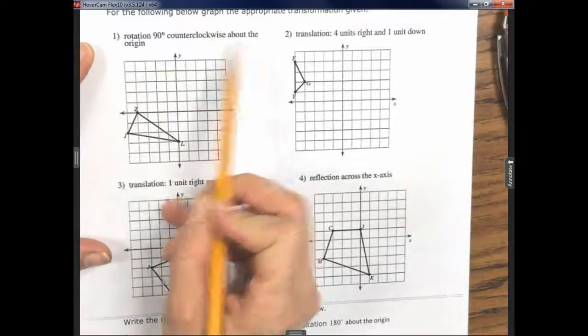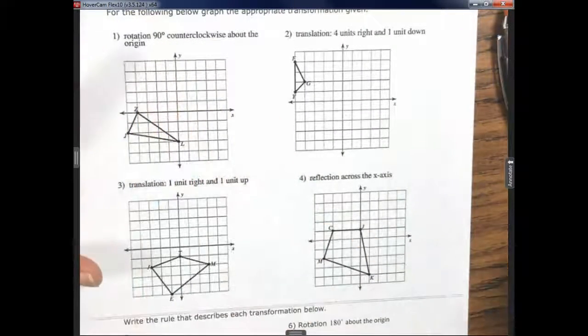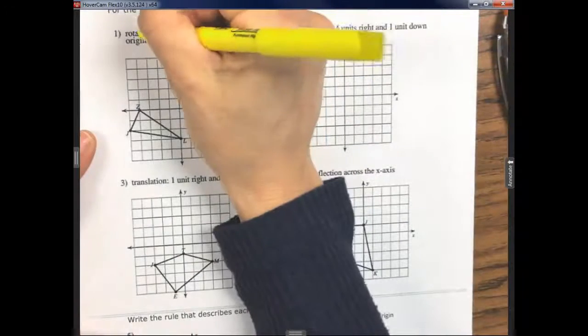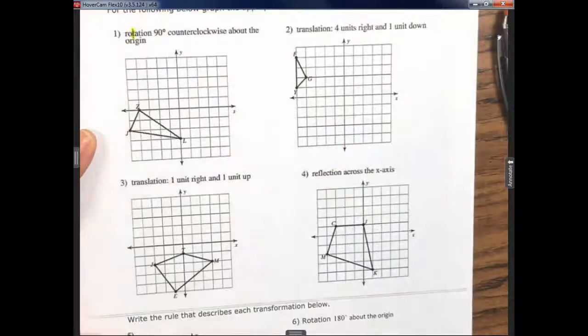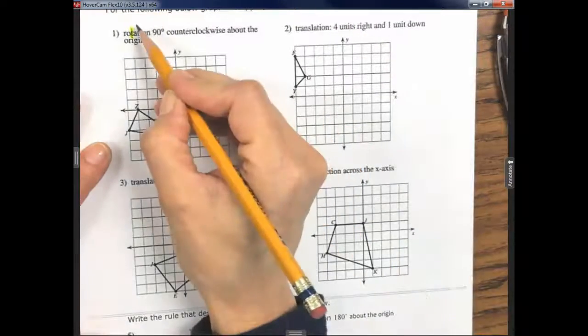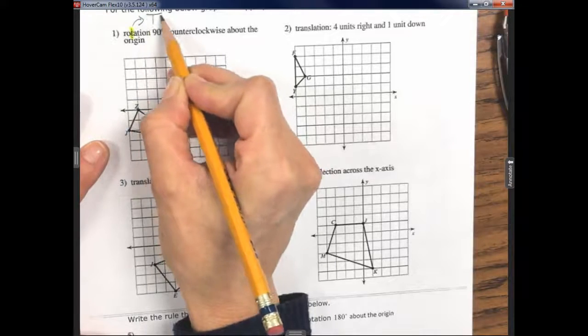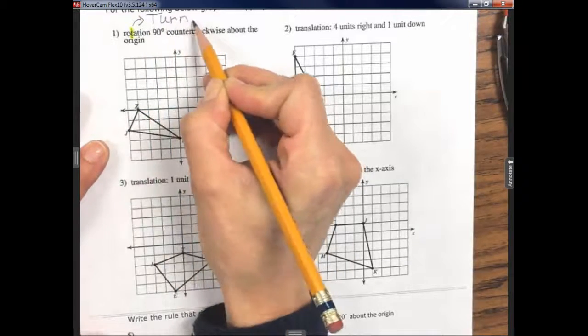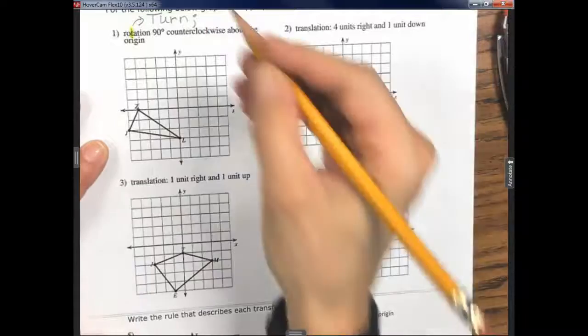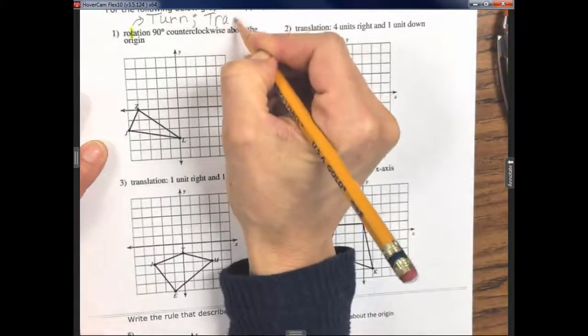Rotation 90 degrees counterclockwise about the origin. With your highlighter, play with me, you do what I do. Highlight the word T or the letter T. And what else starts with T? How about turn? You know what else starts with T? Tracing paper.